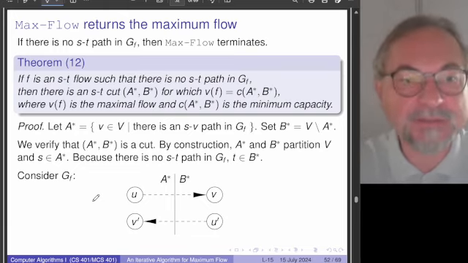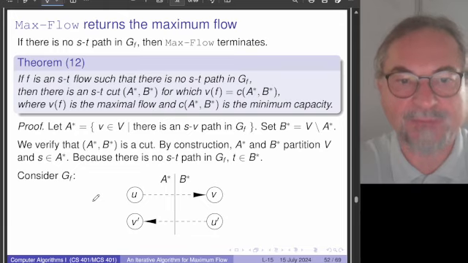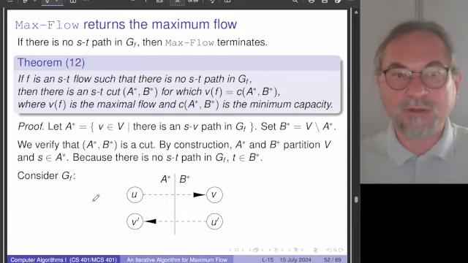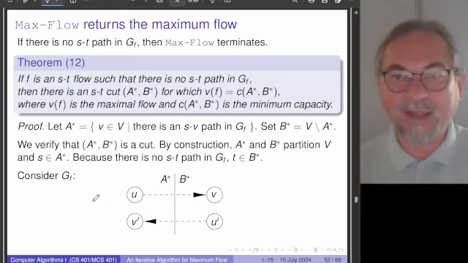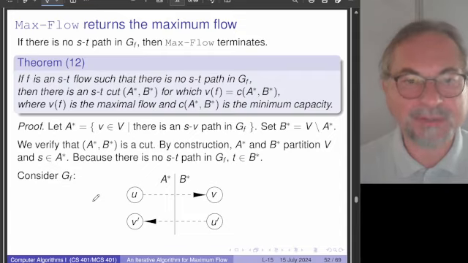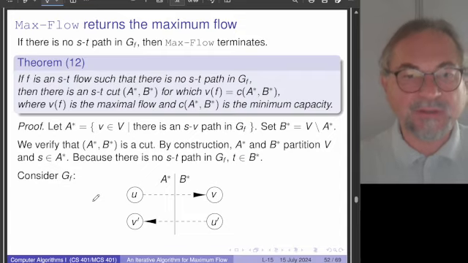Okay, let's try to prove this. So we have the optimum partition. For all the vertices in that A star, we do have a path from source to sink in the residual graph. Note that the algorithm stops when there is no path from source to sink. Once we have A star, B star is just the complement. B star then contains the sink, and we thus have a partition. Okay, let's verify that that is a cut. By definition, since we defined B star as the complement, we have already a partition. So there is no path in the residual graph from any vertex in A star to B star.